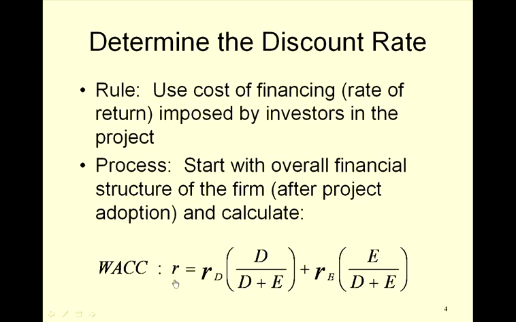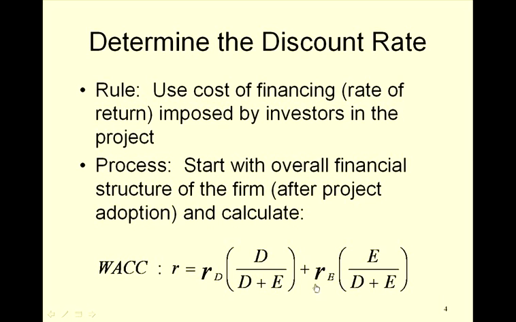Now, the weighted average cost of capital is equal to the weighted average of the cost of debt and the cost of equity. So we think of the investors in the project as debt suppliers and equity suppliers. Debt suppliers lend us money and charge us an interest rate. Equity suppliers purchase our stock and have a required return on equity that they expect.